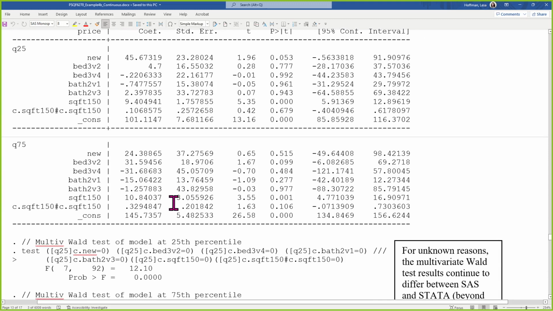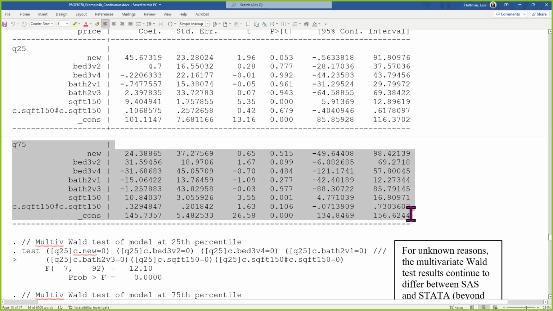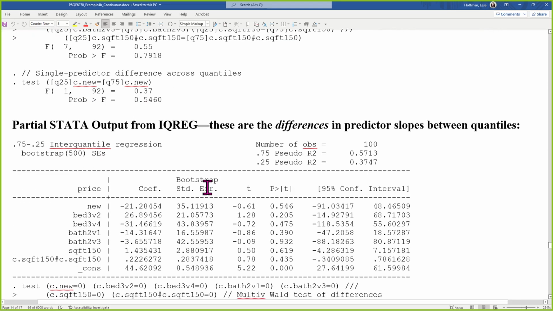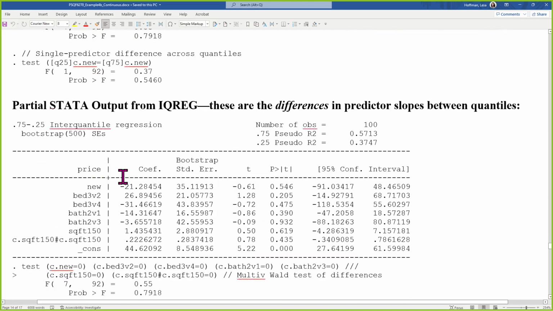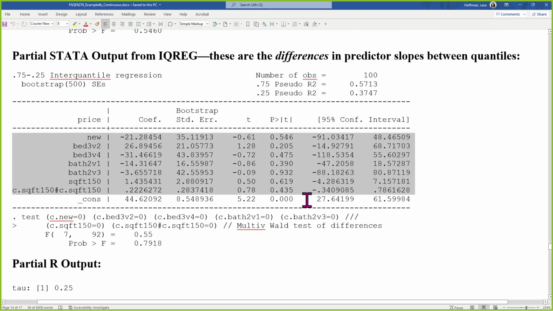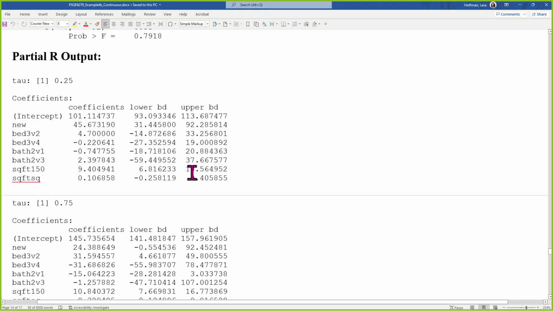In the Stata output, it's organized the same way. It first gives you the 25th percentile and the 75th from SQReg. And then here's the output from IQReg, where these are slope differences. So it's directly telling you how much different each of the slopes is between the model predicting the 25th percentile and the 75th percentile, which I found very useful. And the results agree across those 2 programs, at least in that basically all of these are non-significant, indicating they work pretty much the same across the 2 percentiles. And then here are the results from R for each of the 2 solutions.